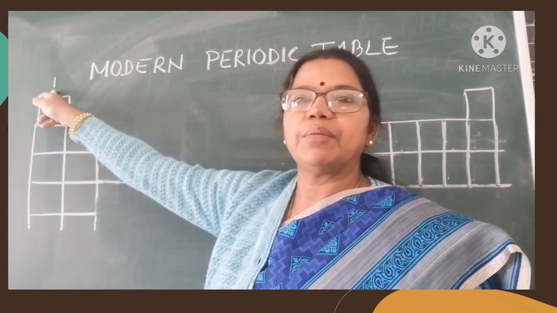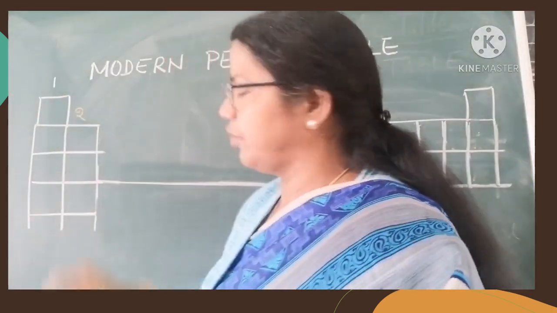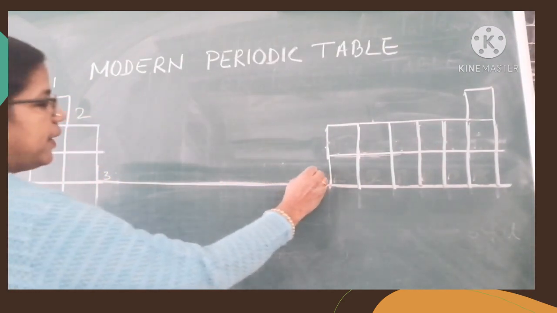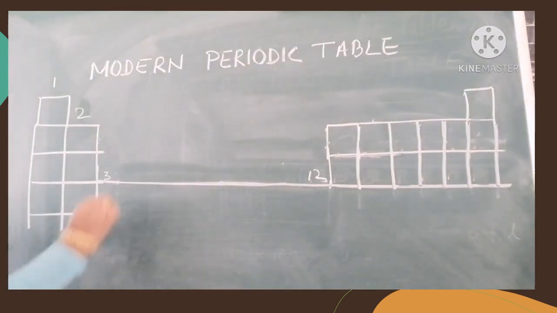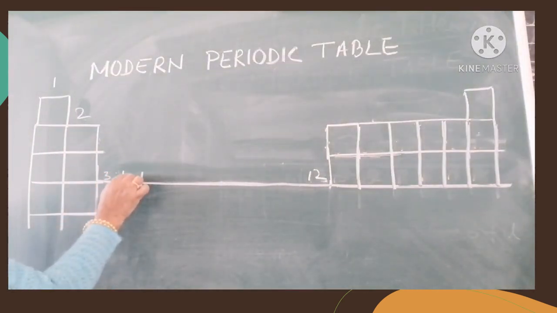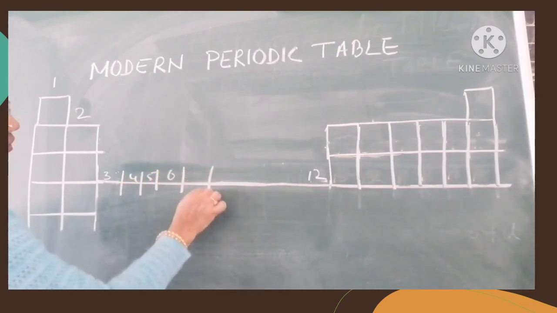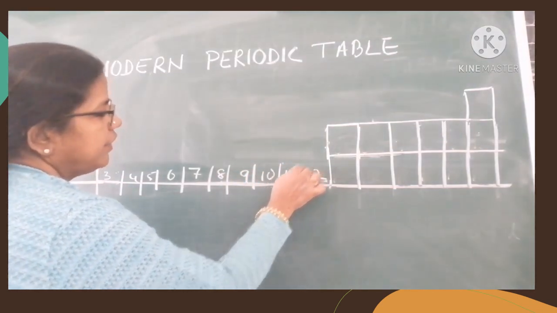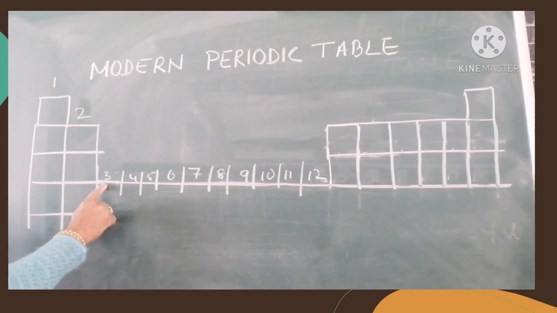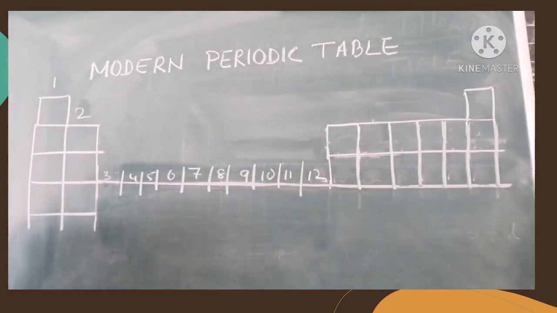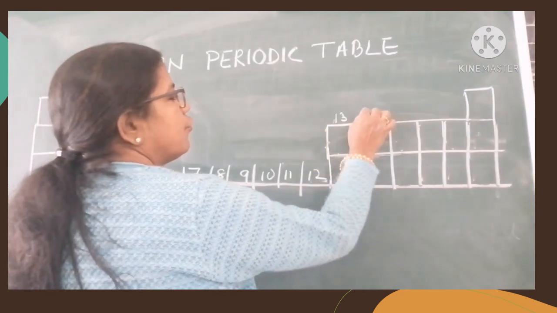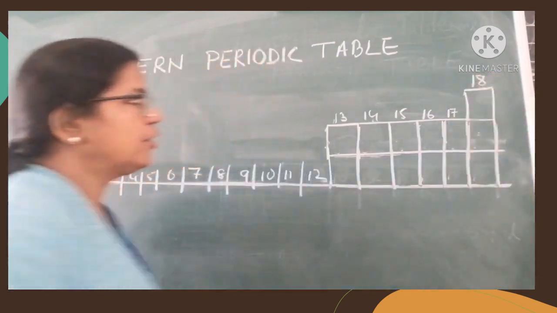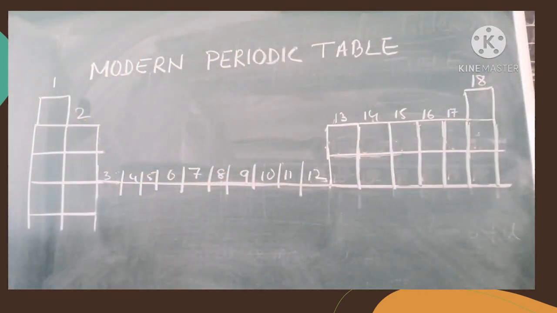So let me give this group number 1. This is group number 2. From here 3 to 12. This position stands for group numbers 3, 4, 5, 6, 7, 8, 9, 10, 11 and 12. That means group number 3 to 12 will come here. Then here 13, 14, 15, 16, 17 and 18. So these 18 vertical columns represent 18 groups.